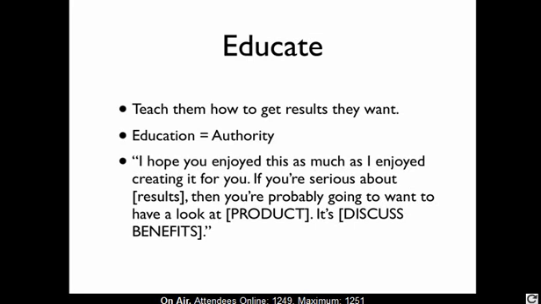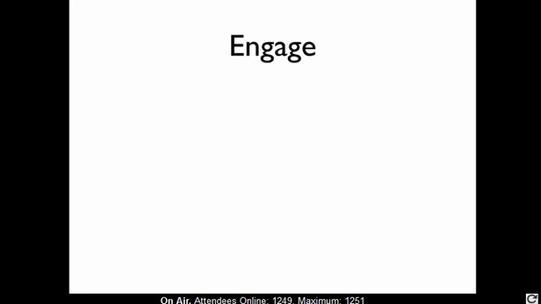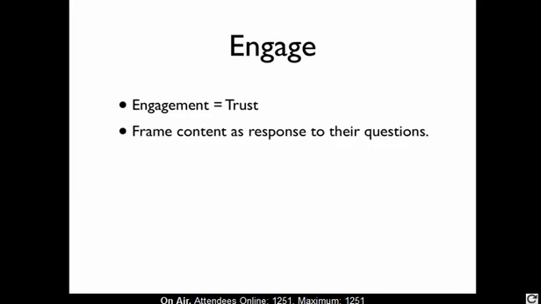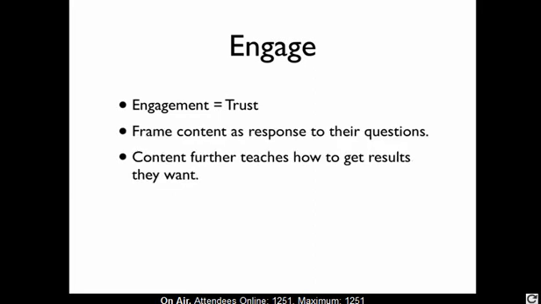Now, the second thing we can do is we can engage them, right? So you can have educational content. You can also have something called engagement content. And engagement equals trust. So when we interact with someone and we acknowledge them, and we have that sort of open communication, that fosters trust. So the way you do that without actually literally speaking to every single prospect is you create educational content and you frame that content as a response to their questions, right? And the content simply further teaches them how to get more of the results they want.